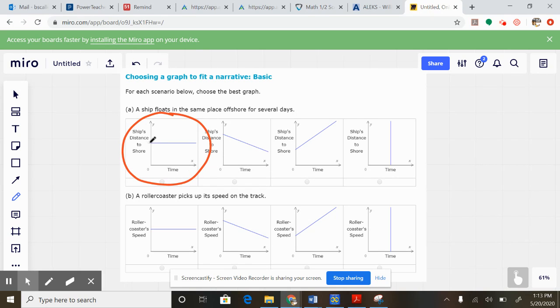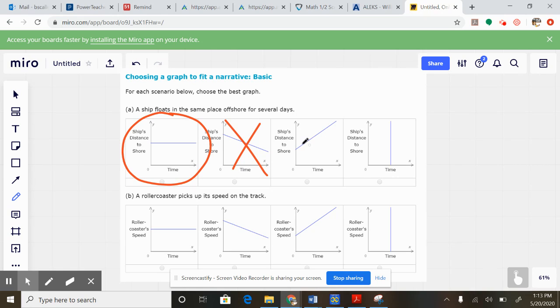Now, looking at this graph, I don't know what the distance is, but I can see it's remaining constant. Whatever it was at the start, it's staying that same distance at the end. If I were to choose this one here, this would be like the ship coming closer to shore because the distance is getting closer over time. Wherever I started, however far away I started, it's now closer than it was at the end of the time. So I would not want to pick here.